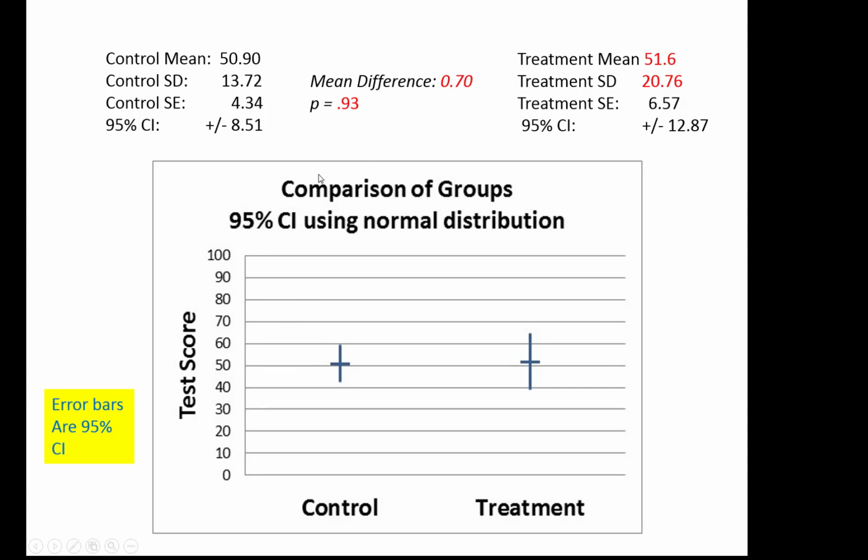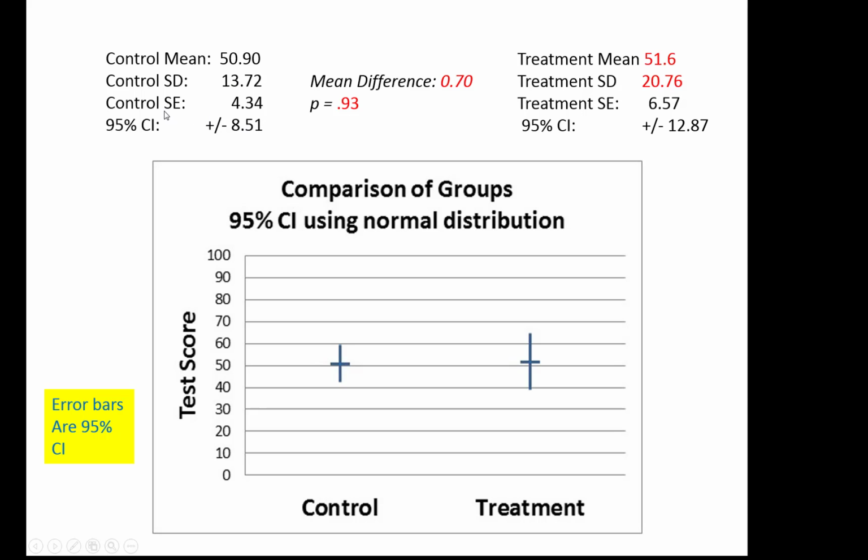But anyway, here is an illustration. Again, we're showing just two groups, the control group and the treatment group, on the abscissa. And this is, again, some kind of test score on the ordinate. Up here I've put the various data that are important. The mean of the control group is 50.9, and the mean of the treatment group is 51.6. So there's a 0.7 point difference between them. And as you can see, the p-value of that difference is 0.93, so it's non-significant.